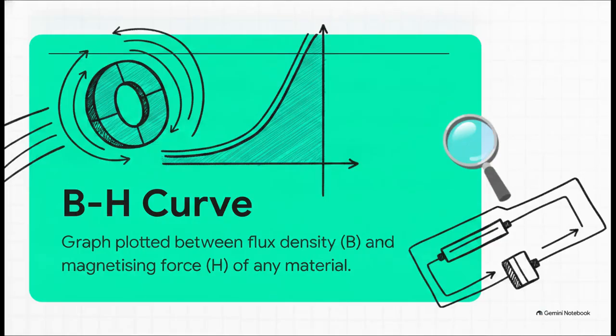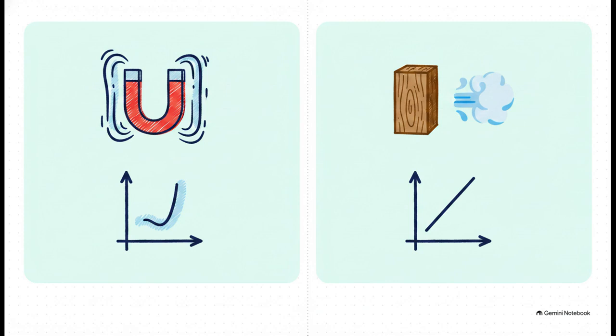So the BH curve, which is commonly known as the magnetization curve, is simply the graph plotted between the flux density, B, and the magnetizing force, H, of any specific material. Think of it as a visual cheat sheet. It shows you exactly how a material behaves and reacts when you subject it to a magnetic field. Now, you might be wondering, why do we even need a specialized graph for this? Well, it's because materials fall into two very different behavioral categories.